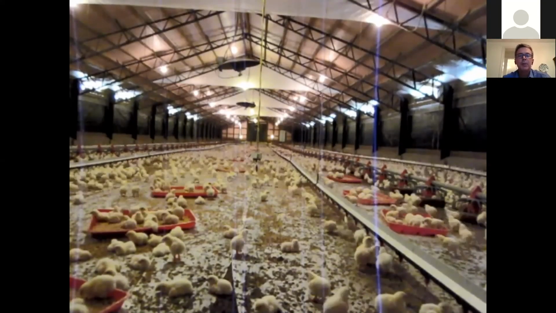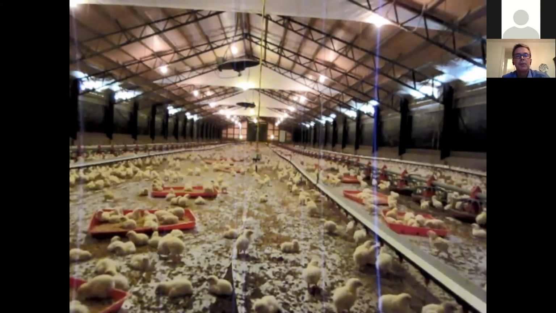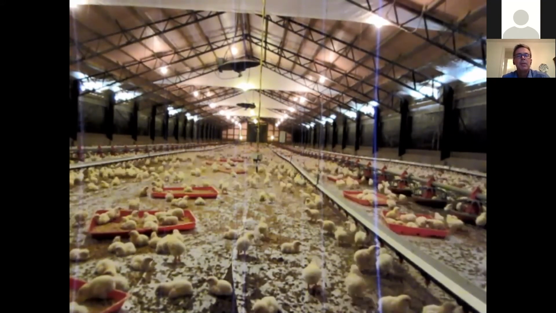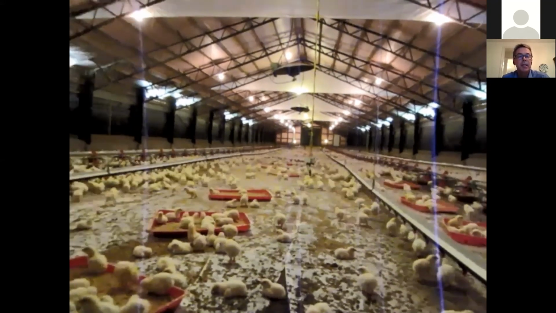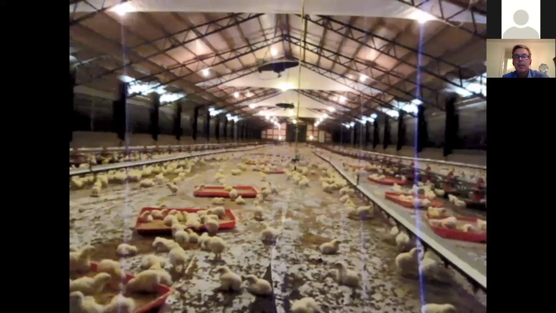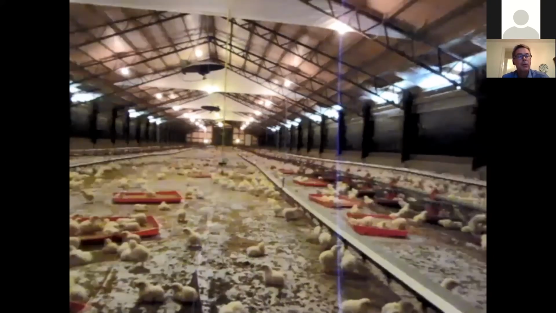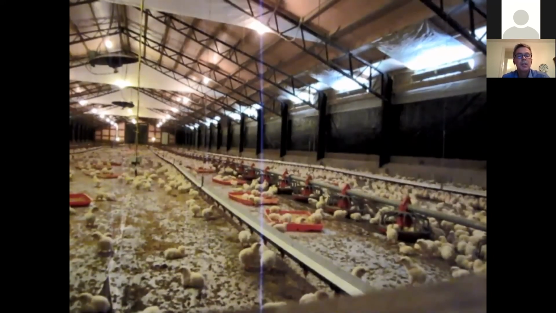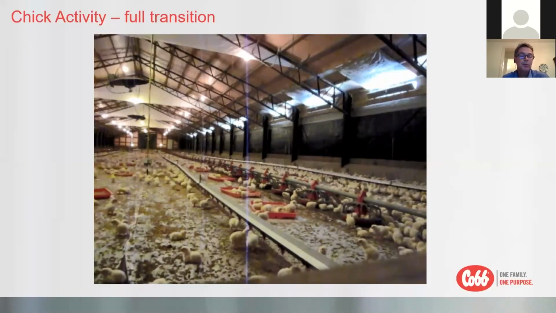In this video, what we're seeing is a house in full transition mode. What do we see? We see activity, we see feeding, we see drinking. When we run in full transition mode, you see the inlets are fully open. We have a good air exchange, probably exchanging that air every 2 to 3 minutes. But what we're having is heat removal. We have comfortable chicks which are eating and drinking.